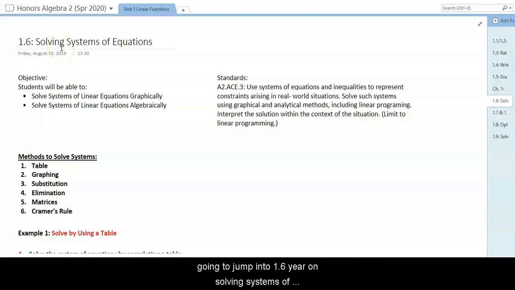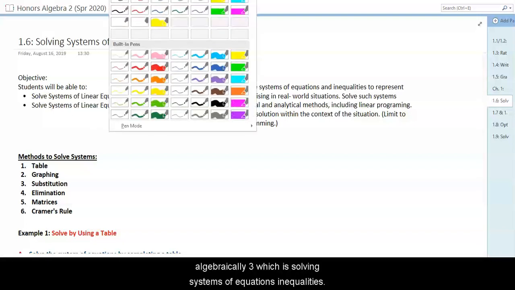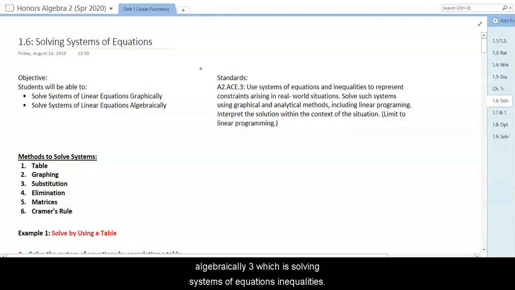We're going to jump into 1.6 here on solving systems of equations. Our objectives in this section are to be able to solve systems of linear equations graphically and algebraically. And you see our standard here, ACE point 3, which is solving systems of equations and inequalities with some real world situations, and we will get to some of that in the assignment for 1.6.